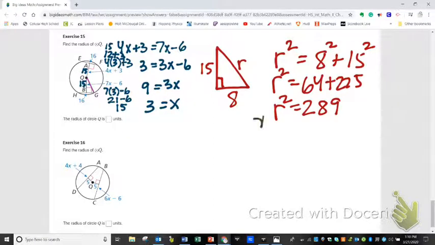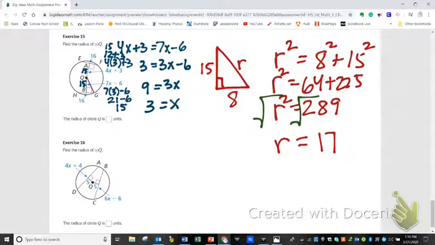And then when we take the square root of both sides of the equation, we find out that the radius is 17. If you remember from Math 2, we could have skipped the entire last step if we would remember that 8, 15, 17 is a Pythagorean triple. And then we would know that the radius was 17 without having to do the calculations.